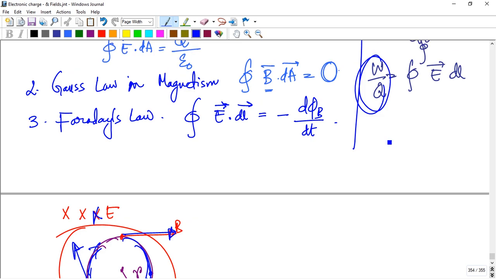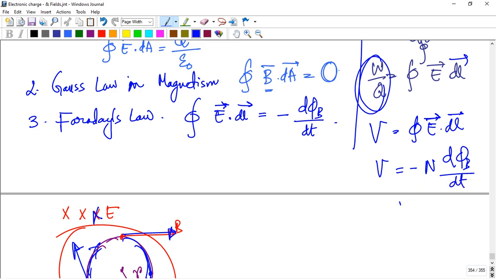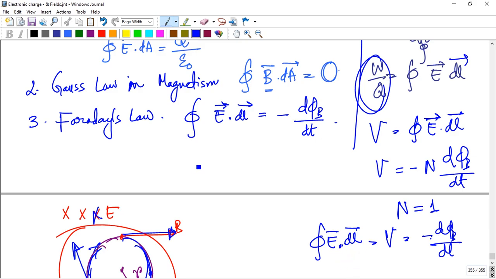The W by Q gives the potential, that is the closed integral of E dot dl. And from Faraday's law, the potential is equal to minus n d phi B by dt. Now consider n, the number of turns, as 1, so you get minus d phi B by dt, and that is equal to the closed integral of E dot dl over this closed path. That's Faraday's law.